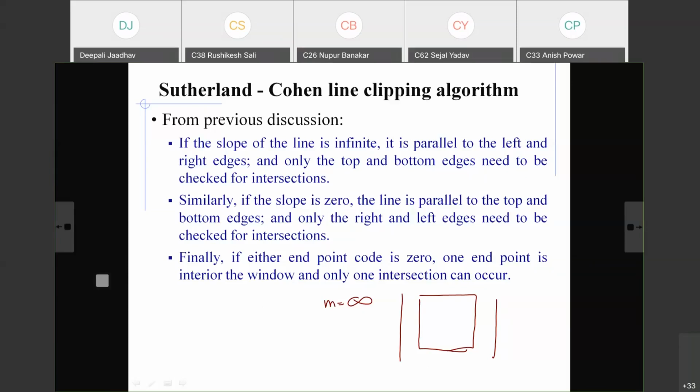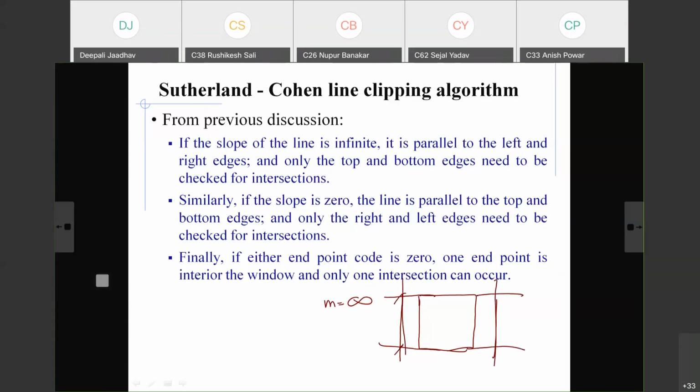In that case, the line is parallel to the left or right edges, and only the top and bottom edges need to be checked. Meaning we need to check where it intersects the top and bottom edges. Why? Because it is parallel to the left and right. So only top and bottom need to be checked.